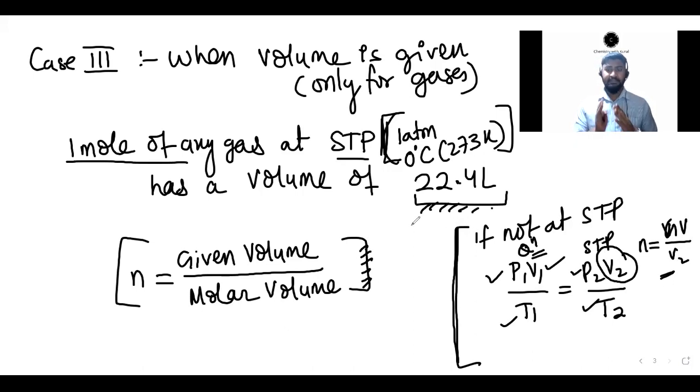Most of your questions which come from this chapter will definitely be at STP, because as of now, those who are in class 11th don't know what PV equals nRT is. So they don't expect you to know all these things. For now, just focus. If it is at STP, it will be 22.4 liters. Excellent. So now we are clear on this. So please take a screenshot. Okay, let's go to the next part.